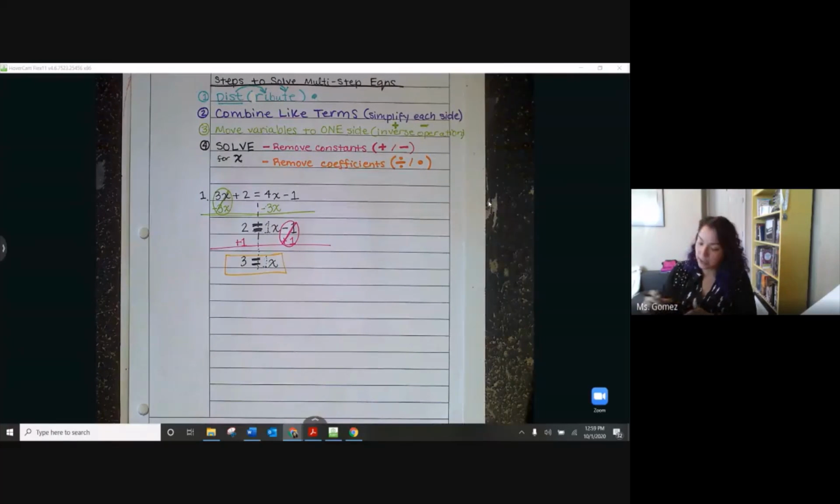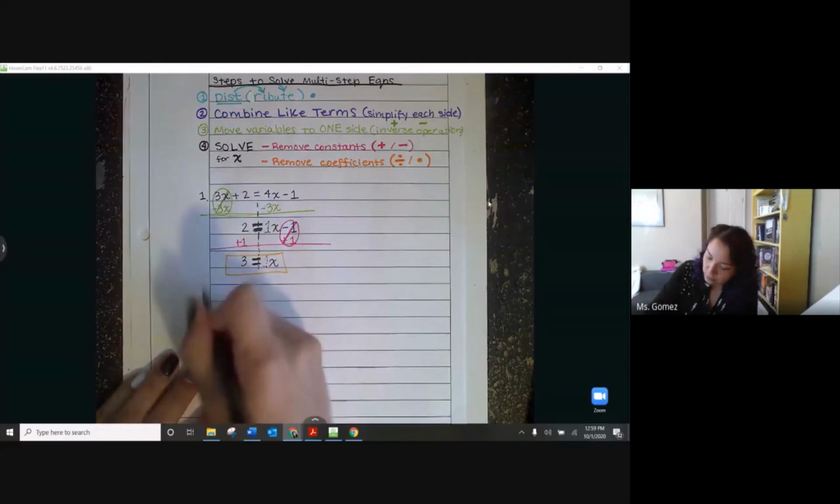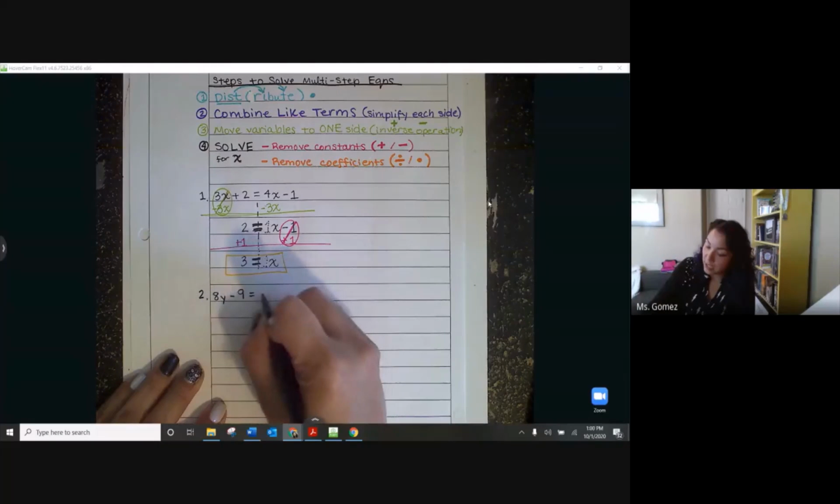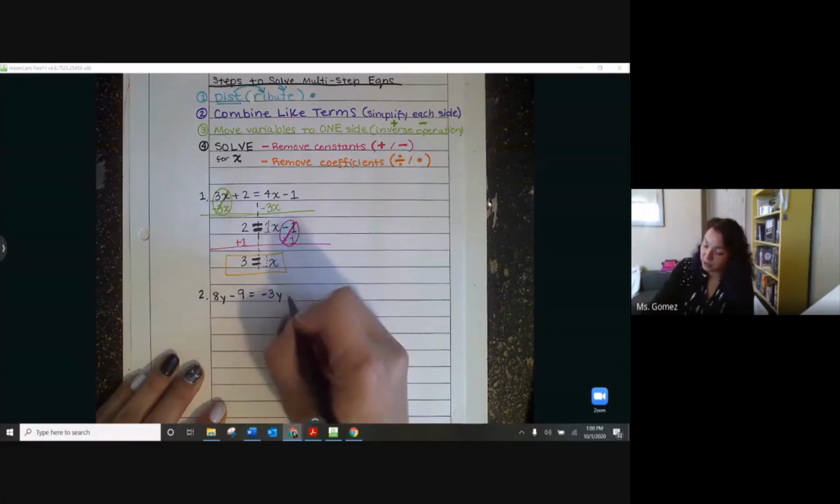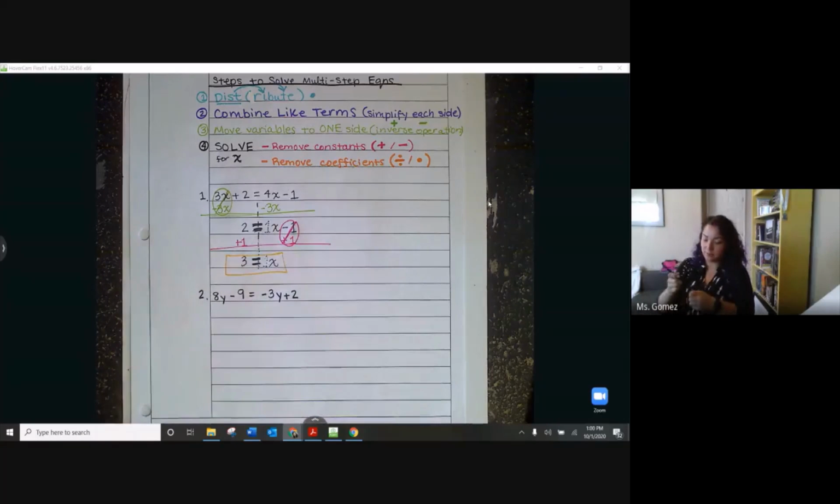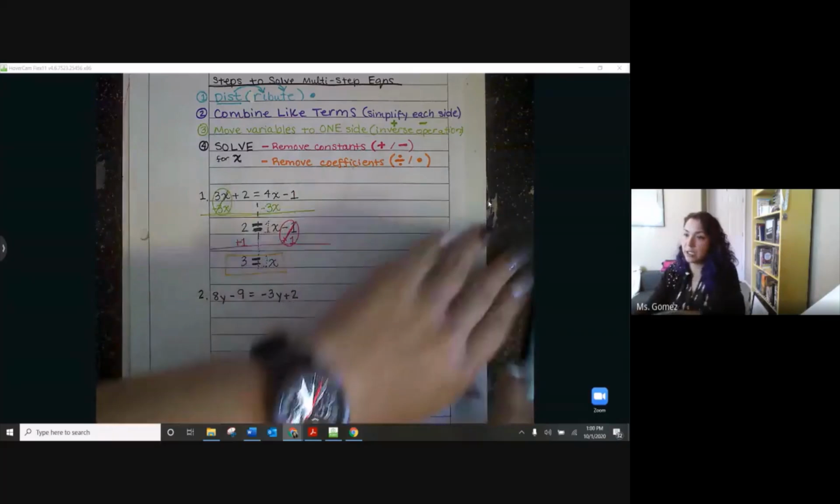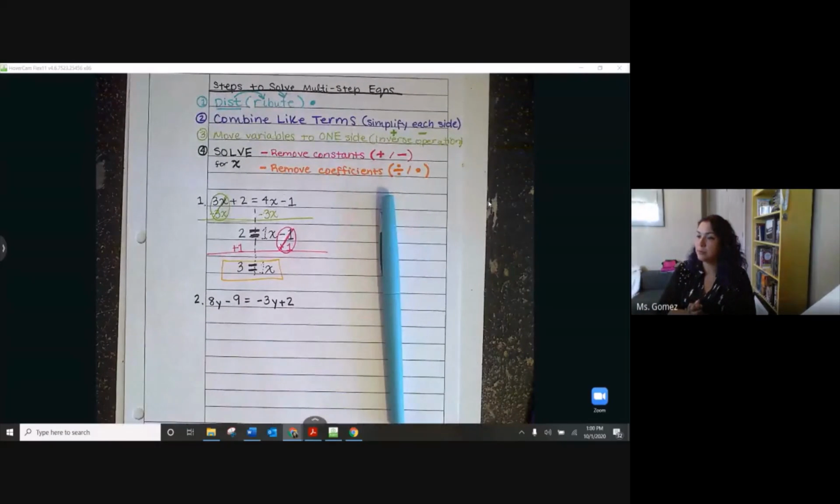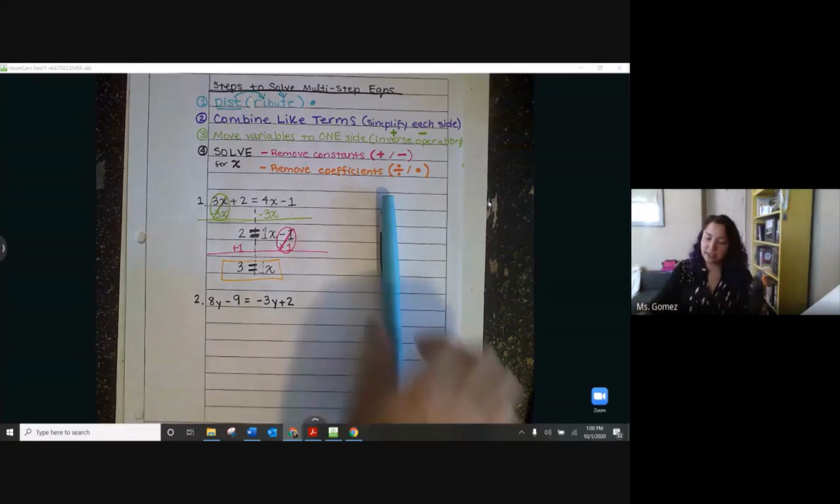Let's try number 2. Number 2 says 8y minus 9 equals negative 3y plus 2. All right. So I'm going to bring my colors back over here. Distribute. Yes or no? Do I need to distribute? I agree, Michaela.